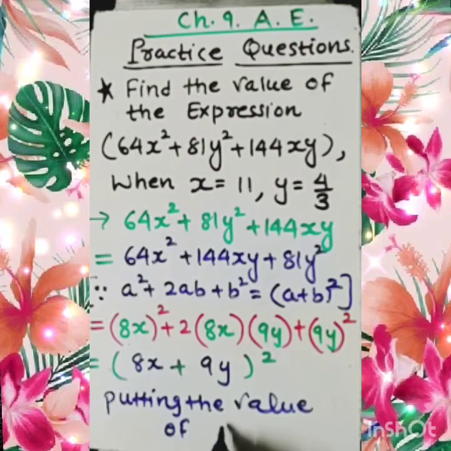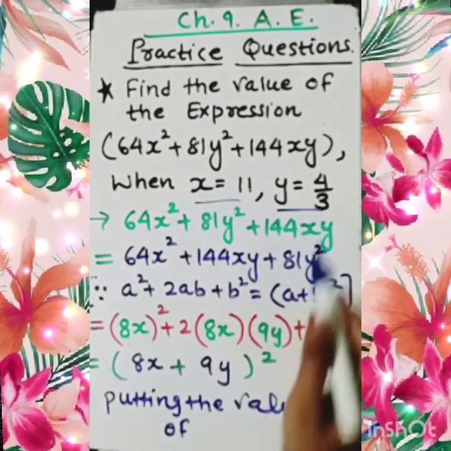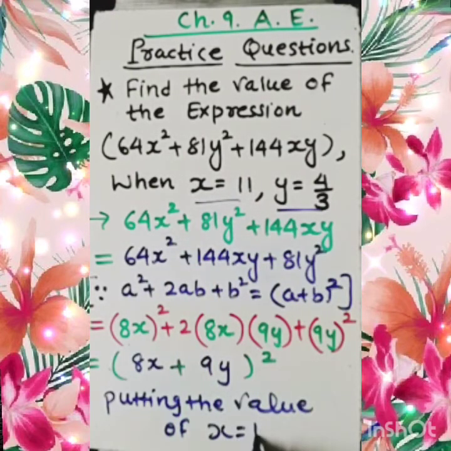Of whose value we are putting here? x and y. x equal to 11 and y equal to 4 by 3 in this squaring. Okay, let's see how to go with that. Next step.